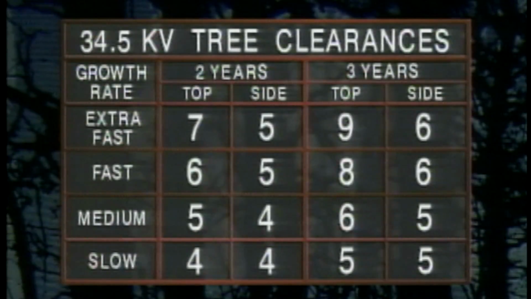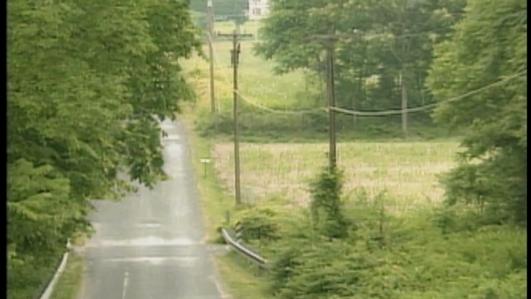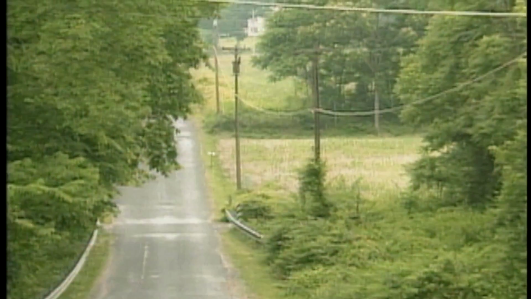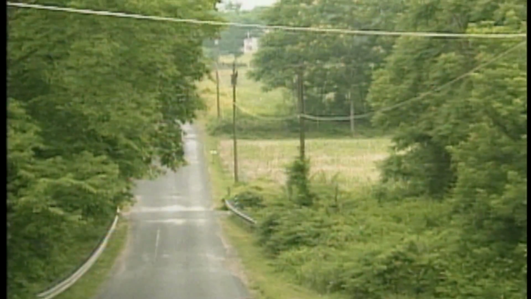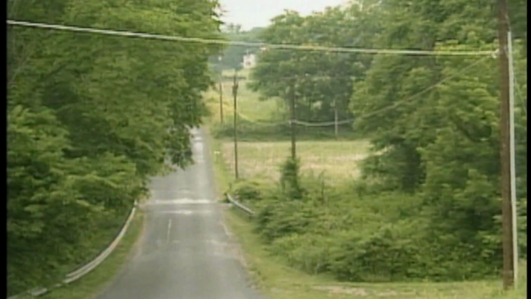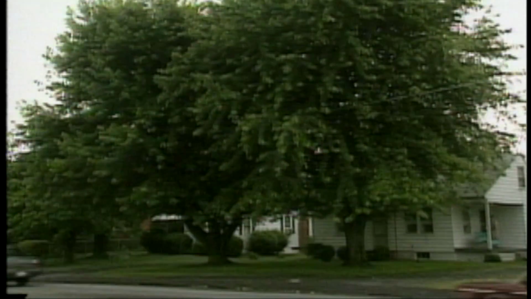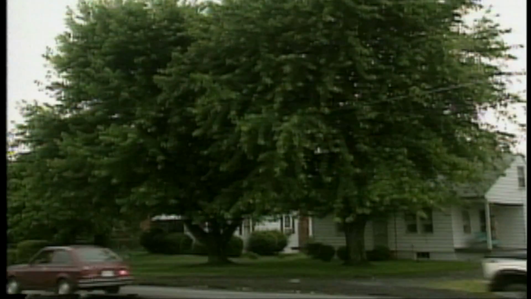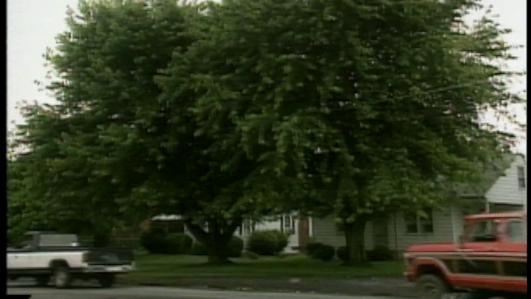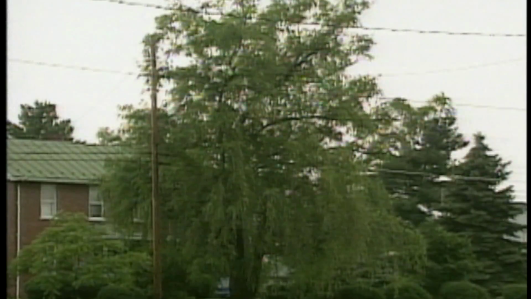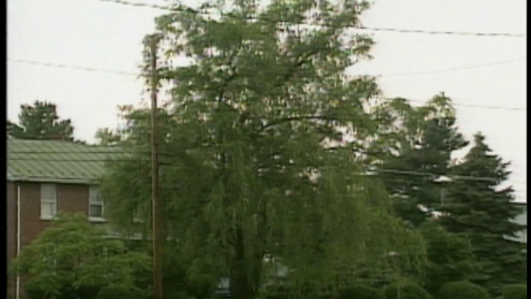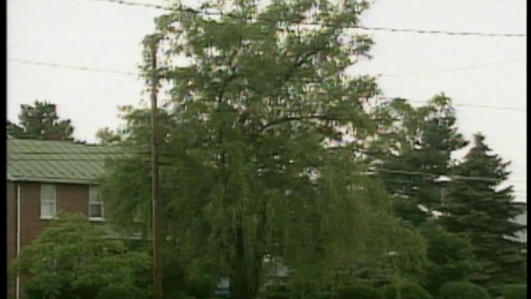The required clearances are often given in chart form, like this one, so that the information is readily available to each employee. Of course, some trees grow faster than others and must either be trimmed back farther, trimmed more often, or both. For instance, a 4-year cycle requires 5 feet of clearance between the top of a slow-growing tree and the bottom of a distribution line, while a fast-growing tree would require 11 feet of clearance on the same 4-year cycle.